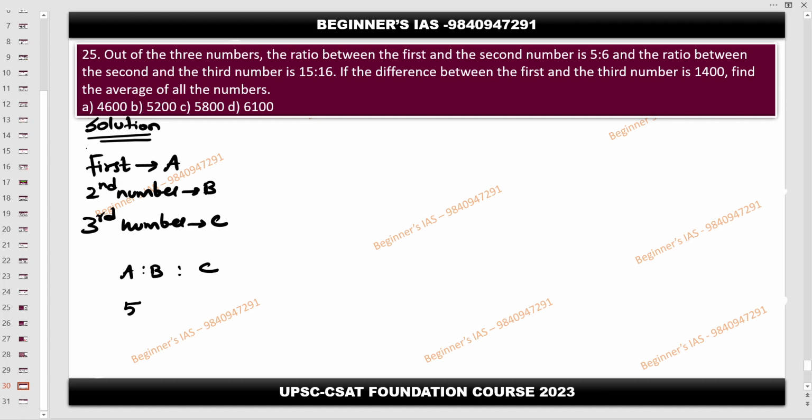A is to B is nothing but 5 is to 6. B is to C, that is the second and third, is nothing but 15 is to C. How could we calculate A is to B is to C? First step. Listen, I have already done this kind of thing. So this is the first step.